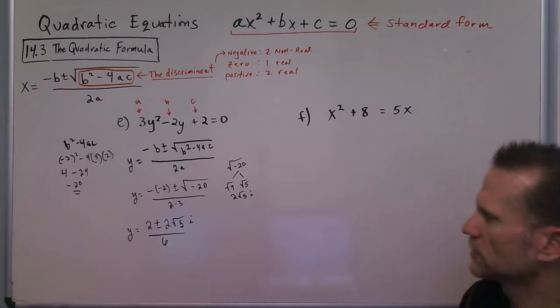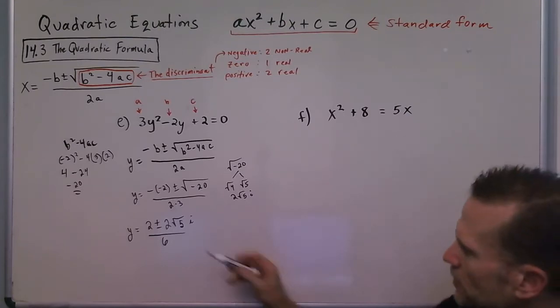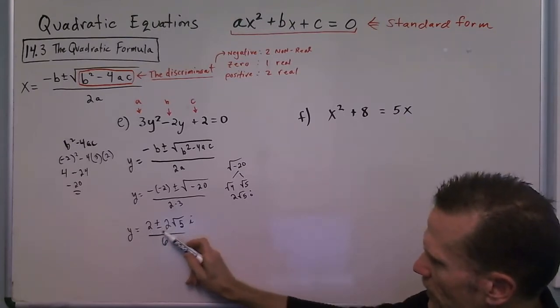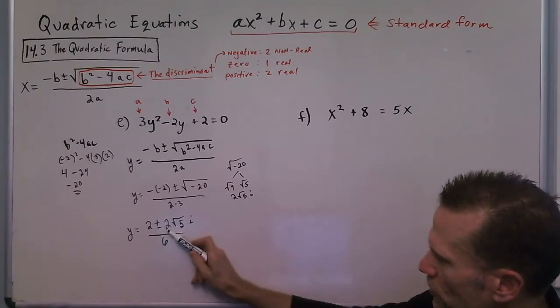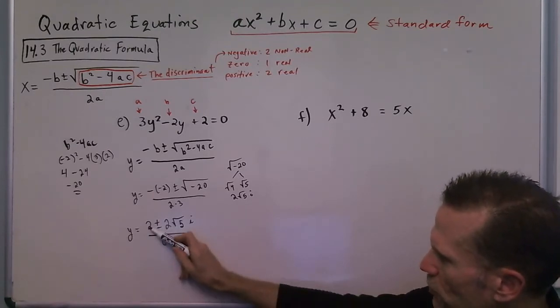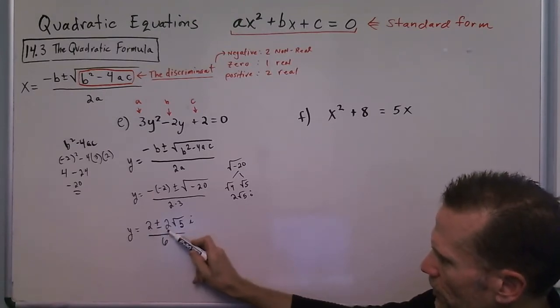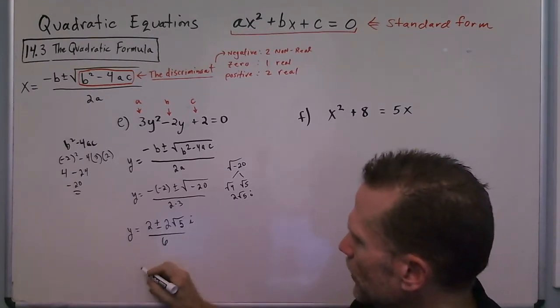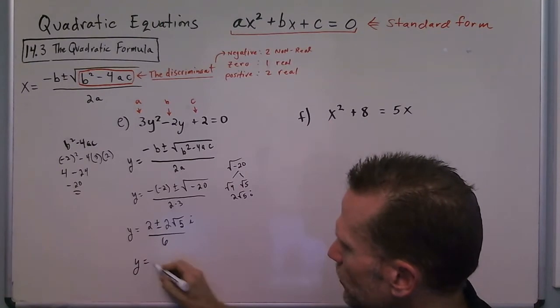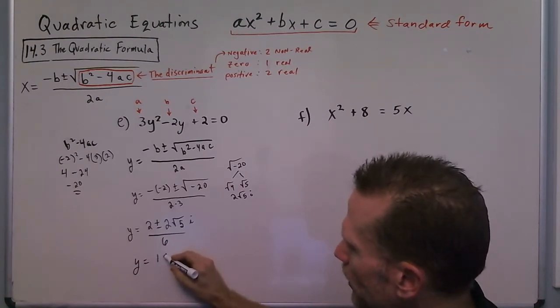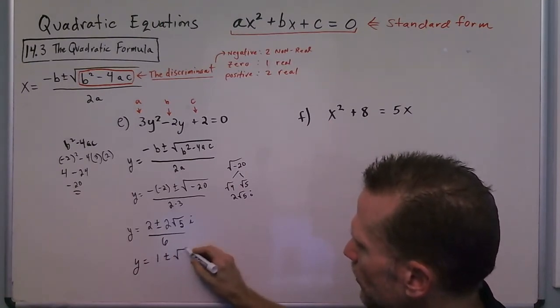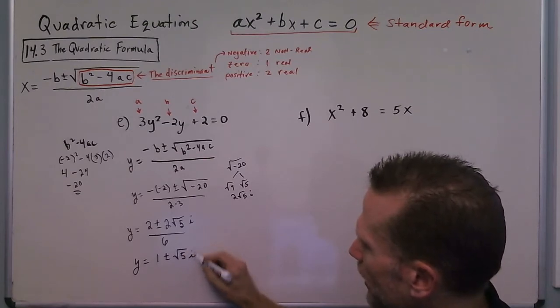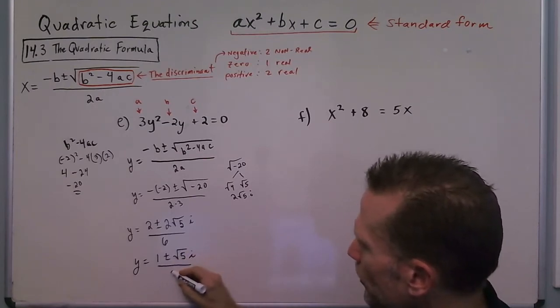Okay. Now, if you type that answer in, or you write that answer down, some teacher might write that's not in simplified form. And that's because if you look, this is even, they can be reduced, okay? We can take a 2 out of all those numbers right there. So we'll divide all those by 2, and what we get is y is equal to 1 plus or minus radical 5i over 3.